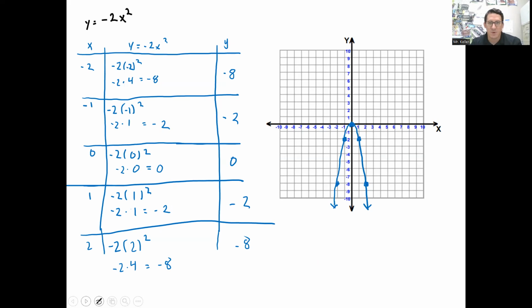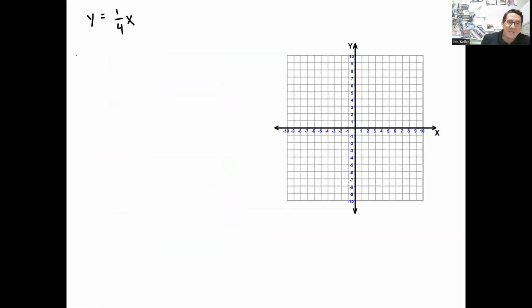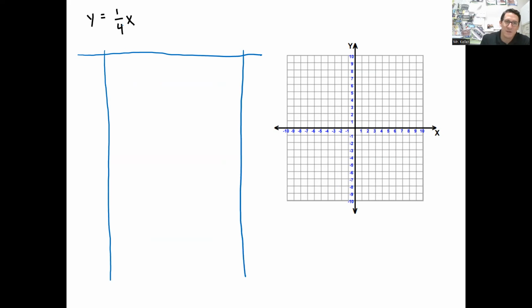All right. Next one. What to do with a fraction. A fraction can be a little bit tricky, but we're going to be a little bit smarter about picking our x and y points. We don't want to have to plot fractions. So I'm going to pick the domain, the x values, that are multiples of 4. Multiplying by 1/4 is the same thing as dividing by 4. So if I pick x values that are multiples of 4, when I multiply by 1/4, we end up with whole numbers.